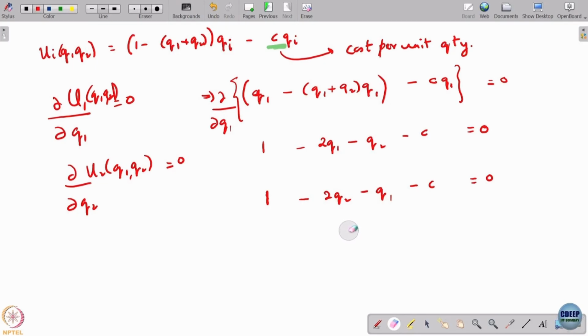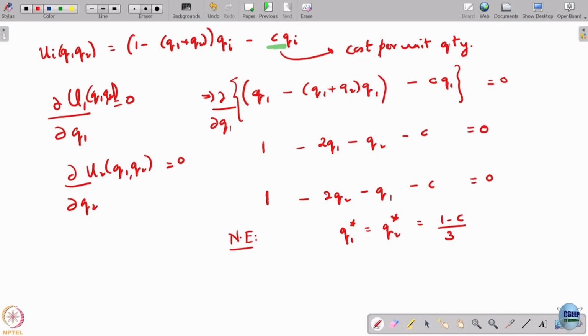(1 minus C) by 3, right? Yes. So you get Q1 star equal to Q2 star equal to (1 minus C) by 3. So this is the Nash equilibrium of the game, where if these players were playing simultaneously, they would each choose these quantities, (1 minus C) by 3.